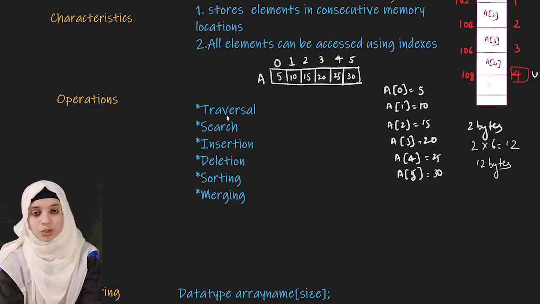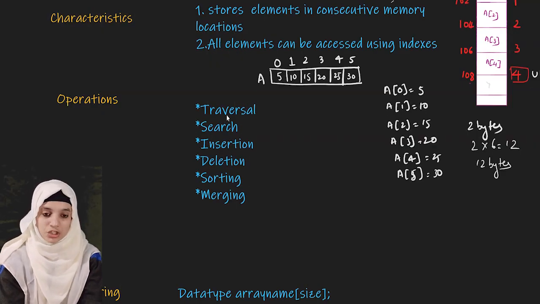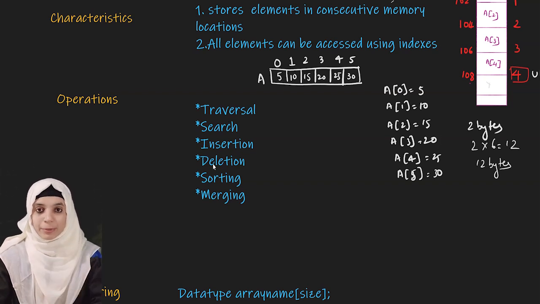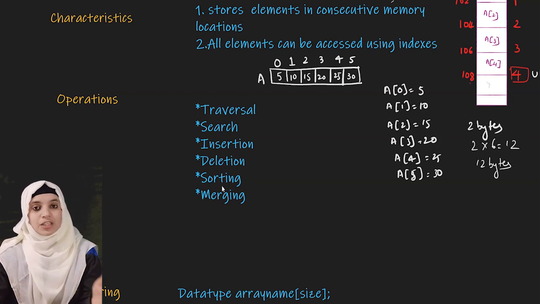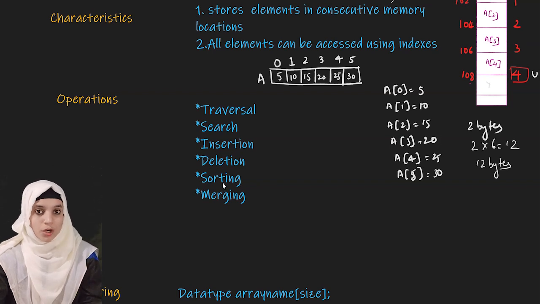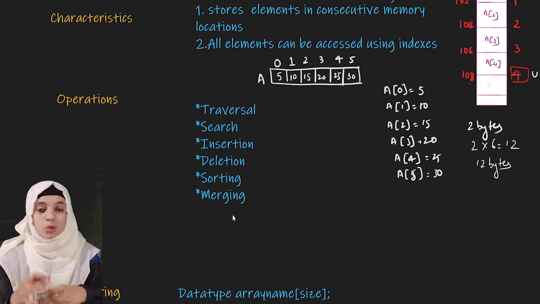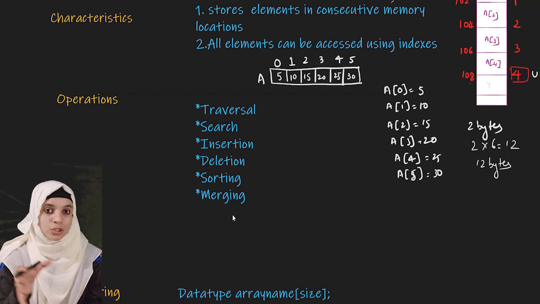Finding out a particular element position is searching. Next is insertion. Adding an element into an array is insertion. Next is deletion, means removing an element from an array is deletion. Sorting. Sorting in the sense we are arranging all the elements in specific order, like it can be ascending order or descending order. Next is merging. We are going to merge 2 or more arrays into a single array is merging. It's like combining 2 or more arrays into a single array is merging.